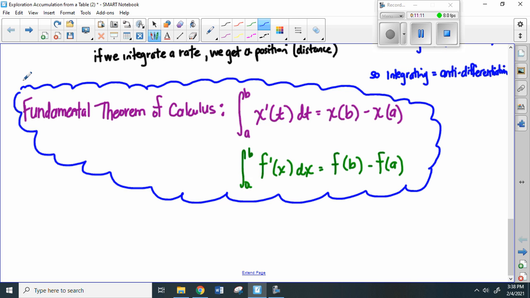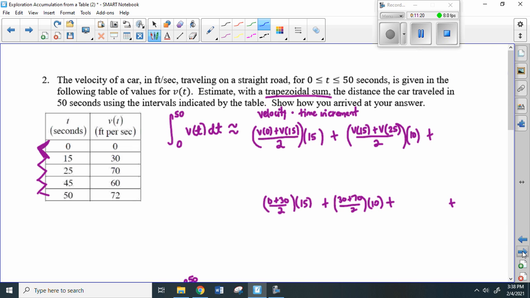All right, and so that actually ended that first exploration, and then we started, oh no, it didn't, I apologize, shame on me. I had you start looking at number 2, and I asked you to finish it on your own, so let's just refresh real quick what you were doing here. We had the velocity of a car in feet per second, traveling on a straight road, 0 to 50 seconds.